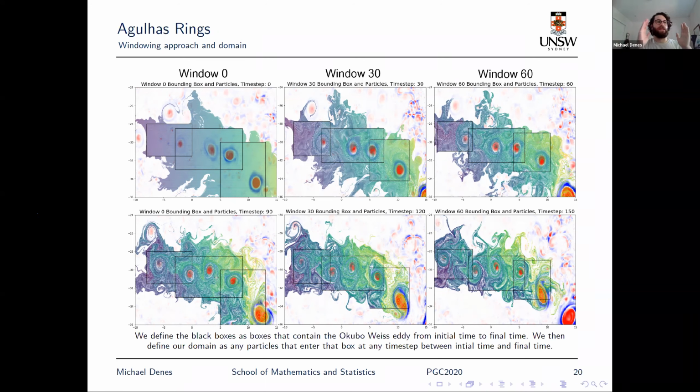And essentially we want to take any particle that goes throughout that box as part of our domain. And we're going to do that for different windows. So we have a window defined for the 1st to the 90th time step, a window from say the 30th to the 120th time step, so a shifted window, and a window from the 60th to the 150th time step. So these are 3 overlapping windows where we're going to look at the eddy, compute our finite time coherent sets, and look at what material has changed and what new material is in the eddy.